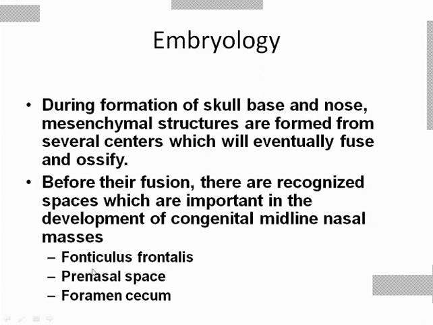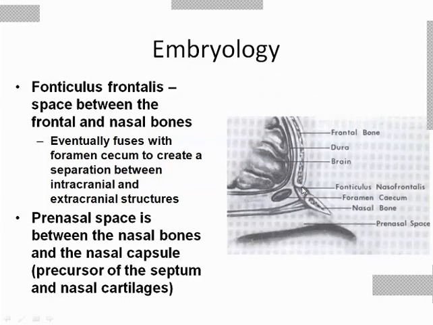Before the complete fusion of the mesenchymal tissue of the skull base, going to ossification, in the beginning there will be separate skull bones. Here, between the frontal bone and the nasal bone, there is the fonticulus nasofrontalis. Before fusion there will be a potential space there, and then there is the foramen cecum, which separates the skull base and the nasal cavity here.